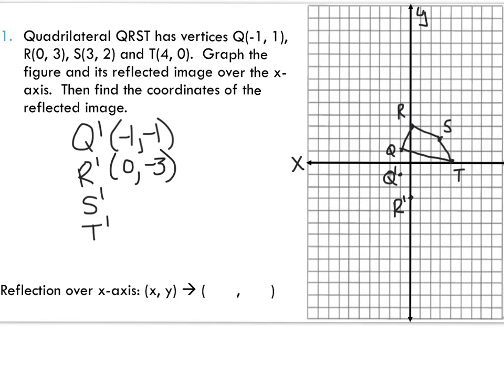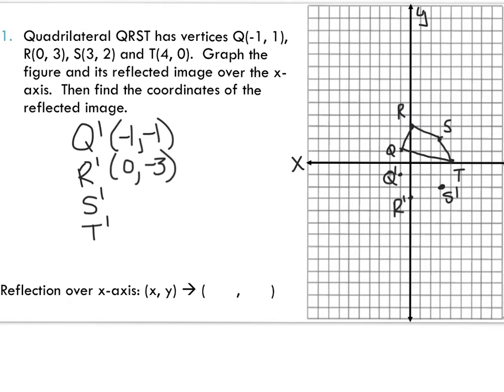Go ahead and pause the video and see if you can do S and T on your own. So S is going up 2, 1, 2. Now we're going to go down 2. And that will be our new S prime.